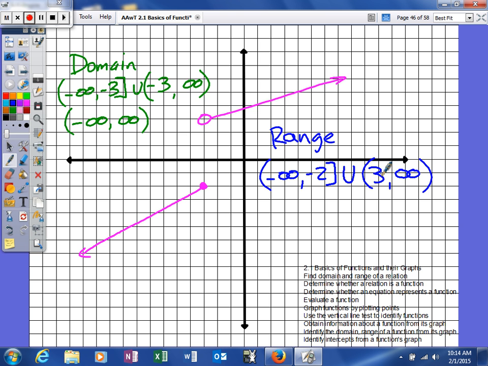So there are a couple examples of how to determine domain and range from a graph.